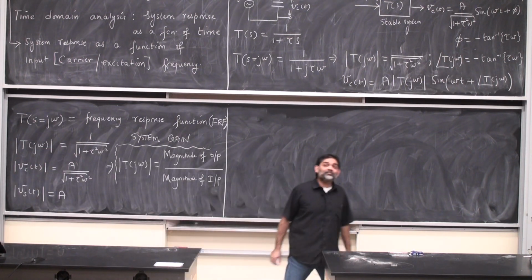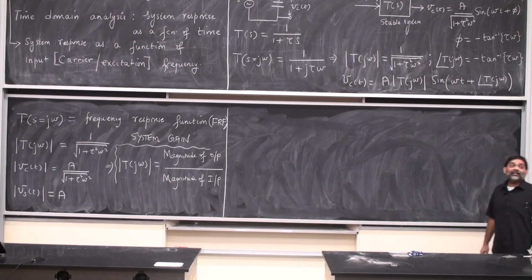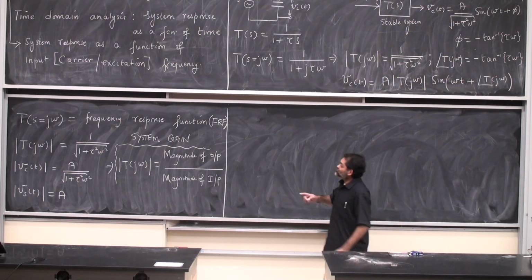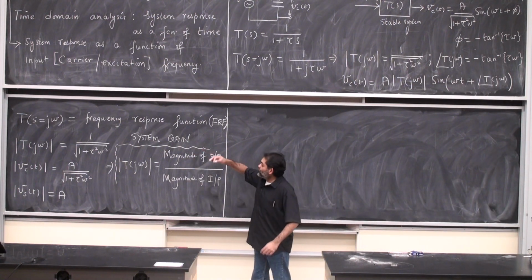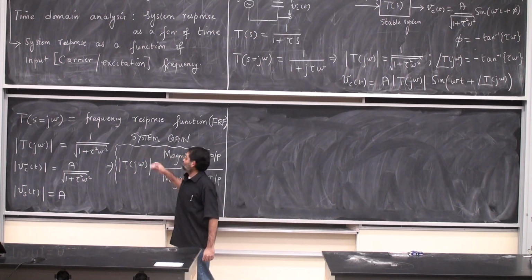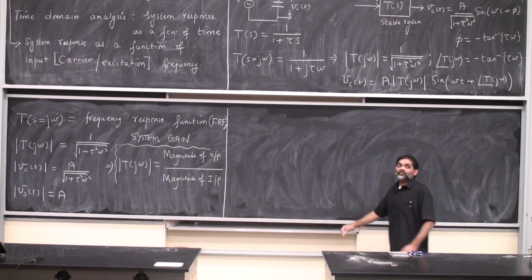You'll see open loop gain, you'll see DC gain, you'll see a gain factor, you'll see a gain constant. You'll also see system gain. There's only one and only system, one system gain. Okay, the system gain is the magnitude of the output over the magnitude of the input, which is the magnitude of the frequency response function when S is equal to J omega.